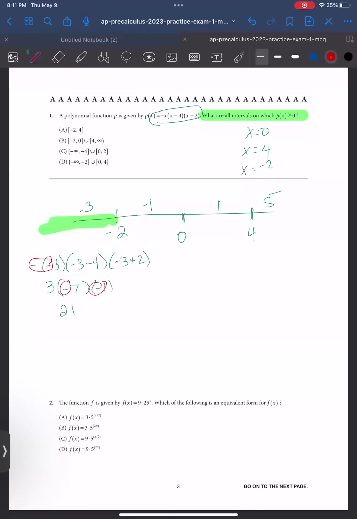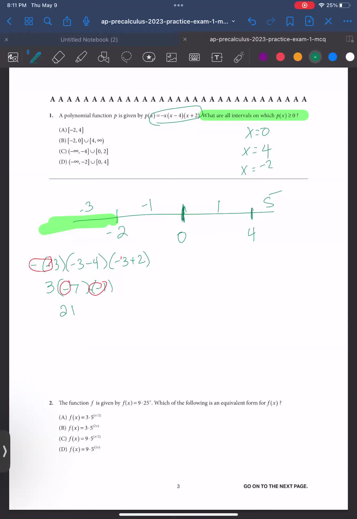Wait, so Perdomo, where'd you get the -3 from? I picked it. So you have to pick a number that's smaller than -2, like to test out the waters. Right. So you have to pick a number between all the zeros in every little possible interval.